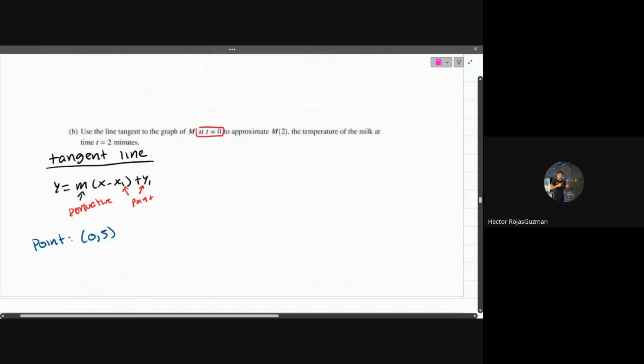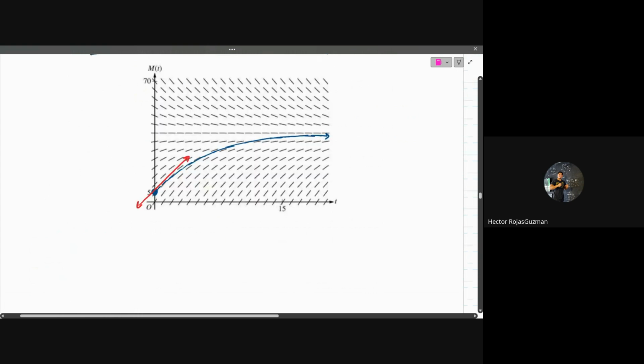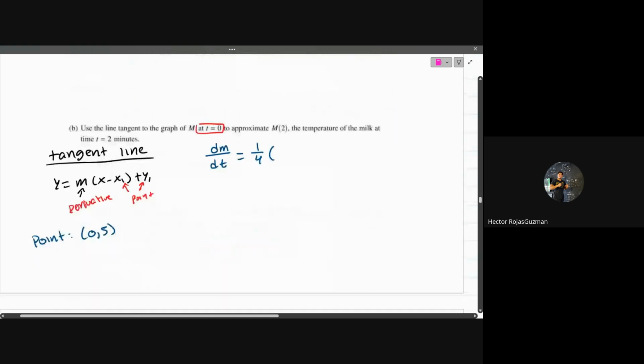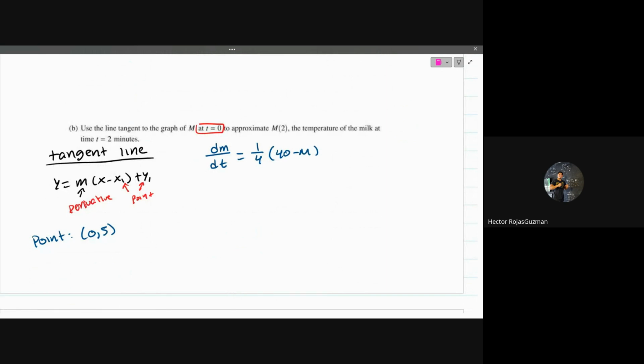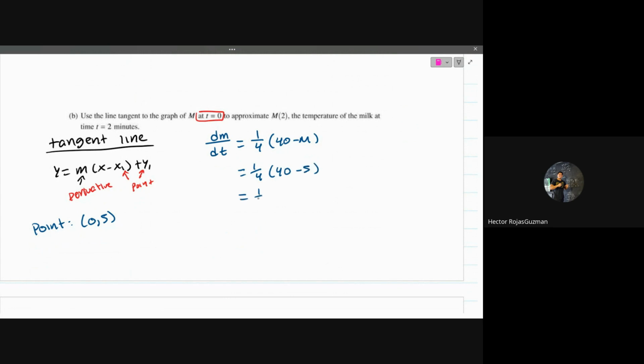Now, the other thing we have to calculate is the slope, the derivative. Fortunately for us, we are given an equation, right? dm/dt is equal to 1/4 times (40 minus m), where m is basically your y value. So take your 5 and plug it in. 1/4 times (40 minus 5) is equal to 1/4 times 35, which is just 35 over 4.